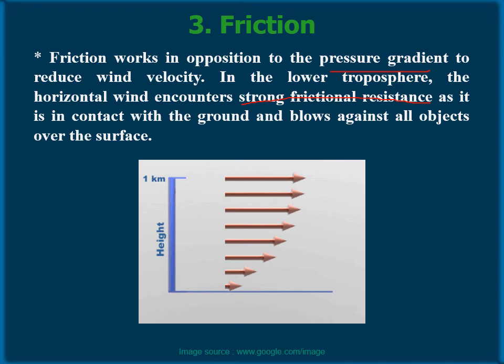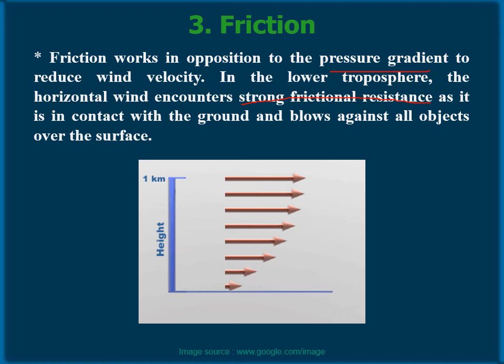Now, all objects over the earth surface, including the water surface, the grasslands, the trees, the buildings, have different resistance force. That means when air is moving over these surfaces, due to friction, they resist the wind movement. Because these surfaces have different roughness values, they add different resistance force. The rougher the surface, the greater is the frictional resistance, and thereby the resistance force acting over the moving wind will be higher and higher.